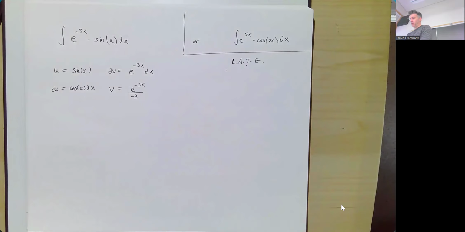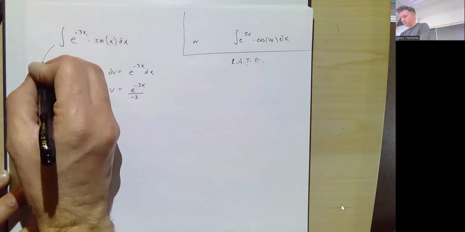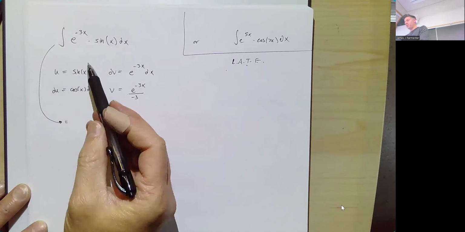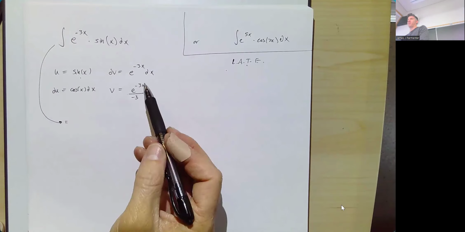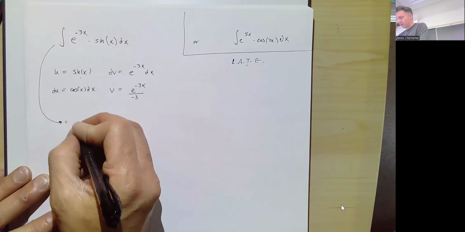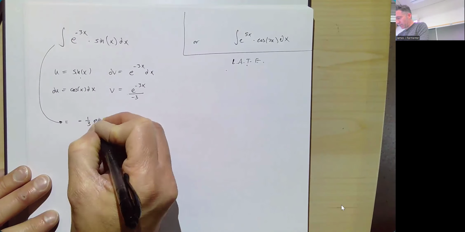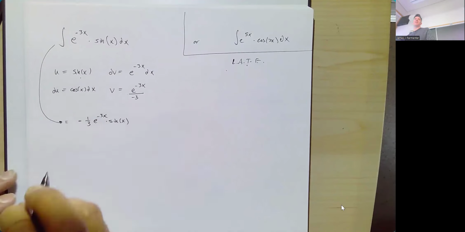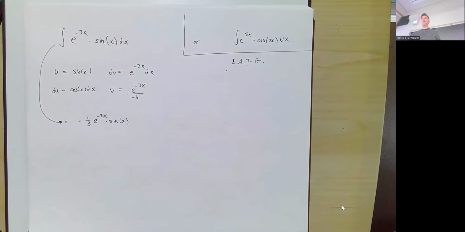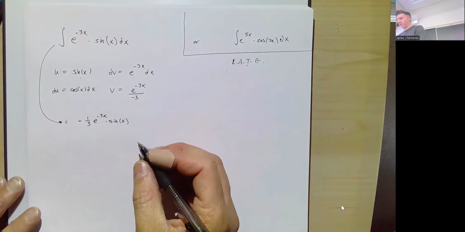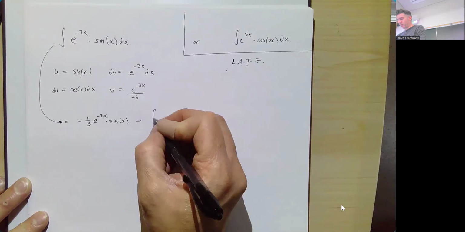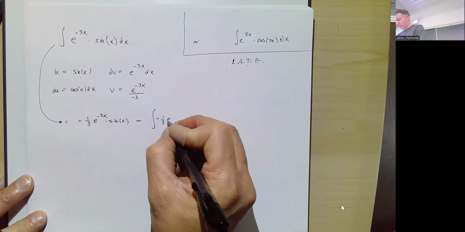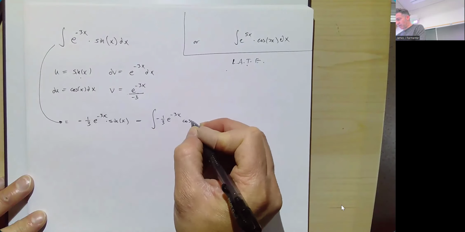All right, let's throw it into the formula. So this is going to equal u times v. When I see u times v here, I really don't want to write sine of x times e to the negative 3x over negative 3. I would rather write negative 1/3 times e to the negative 3x times sine of x. I just put the negative out in front, and we usually like to put constants out in front as well. Minus the integral of v times du. So I'm going to write that as negative 1/3 e to the negative 3x times cosine of x dx.